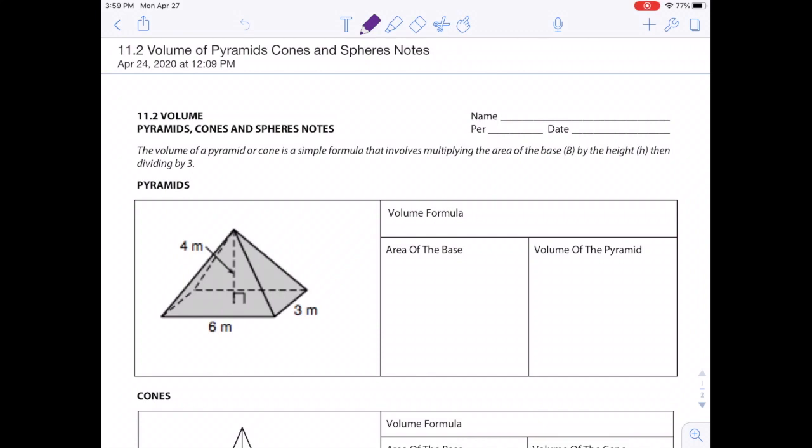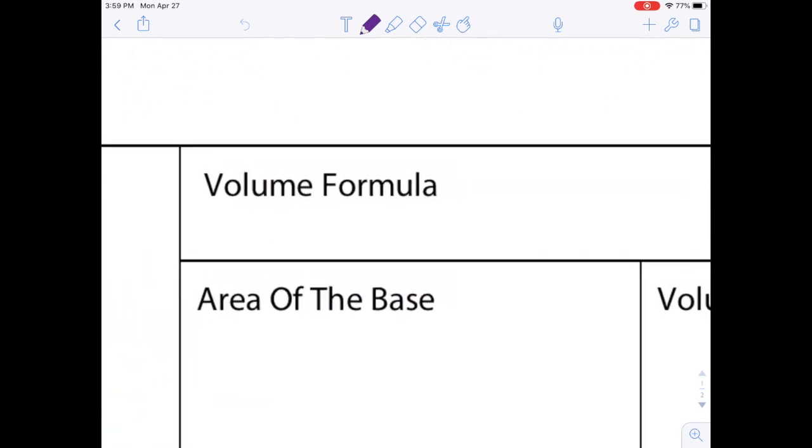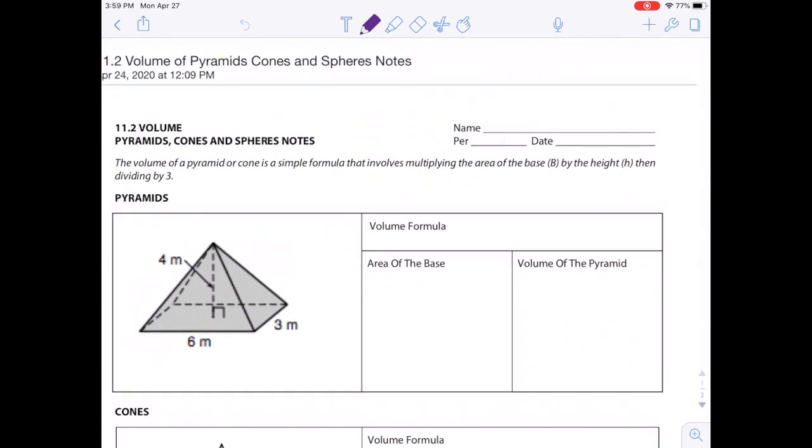I'm back. So today, guys, you were learning about volume of pyramids, cones, and spheres. Again, volume is way easier than surface area, so let's get into it.